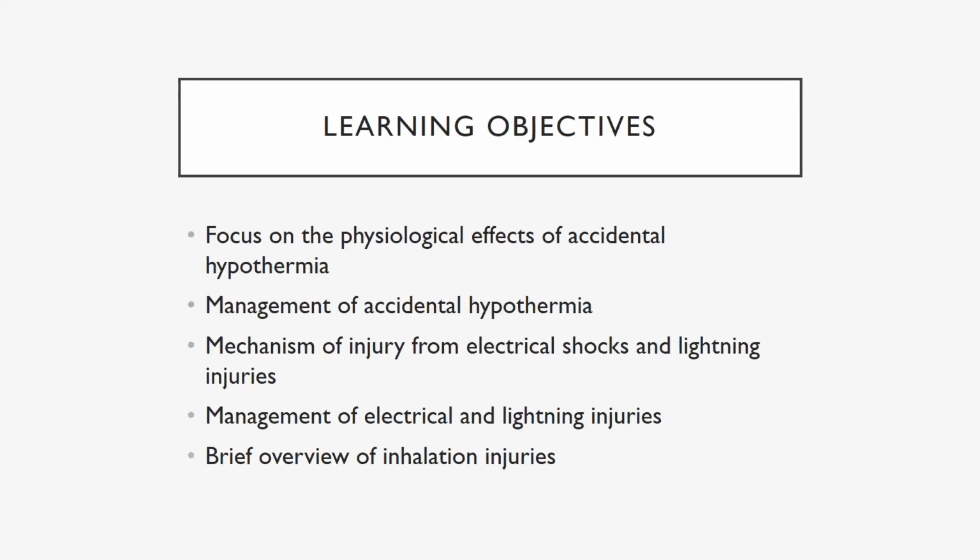Our learning objectives for this lecture are to focus on the physiological effects of accidental hypothermia, which is one of the environmental injuries we're going to talk about; management of accidental hypothermia; mechanism of injury from electrical shocks and lightning injuries; management of these injuries; and then a brief overview of inhalation injuries, because Jess's talk did cover burns and some smoke inhalation injury in her lecture. So I'm going to focus on the other two and just go briefly over the inhalation injuries.